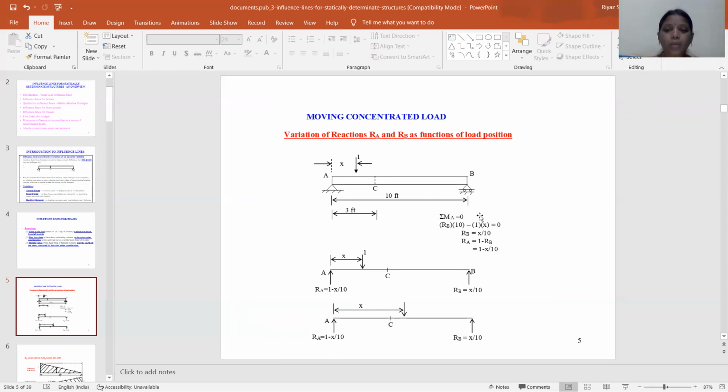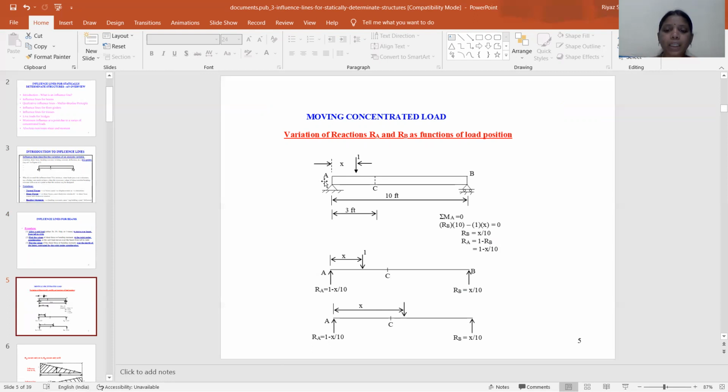So reactions: moment about A equal to 0. So RB into 10 minus the unit load 1, which is at a distance X, so 1 into X, equal to 0. So RB equals X by 10. Then summation of vertical reactions equal to 0: RA plus RB equals 1, so RA equals 1 minus RB.